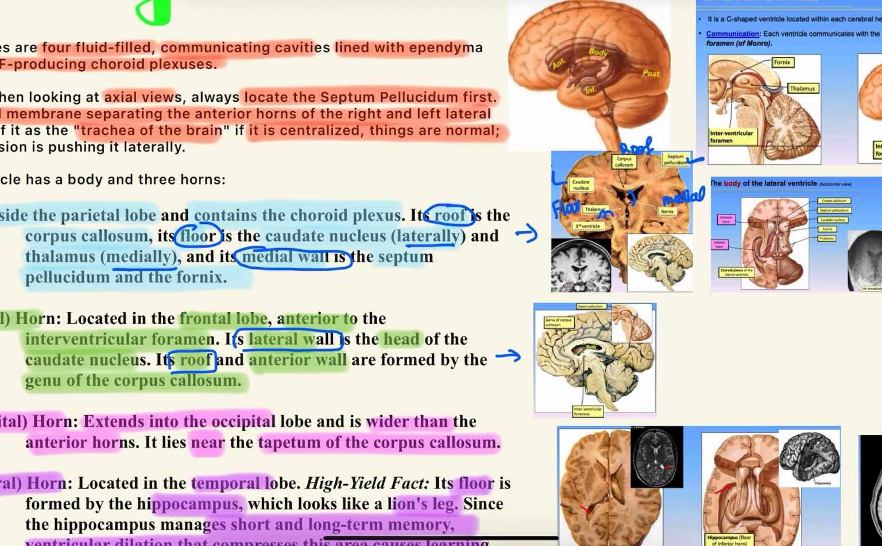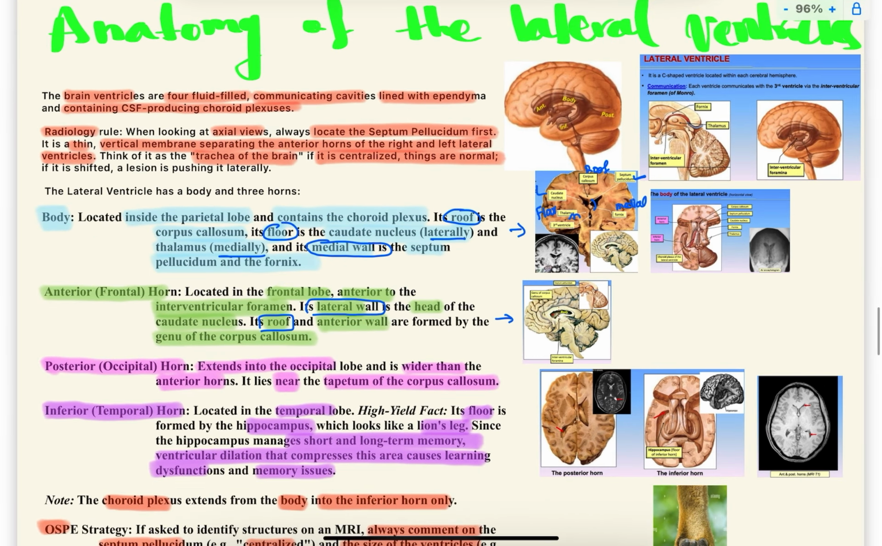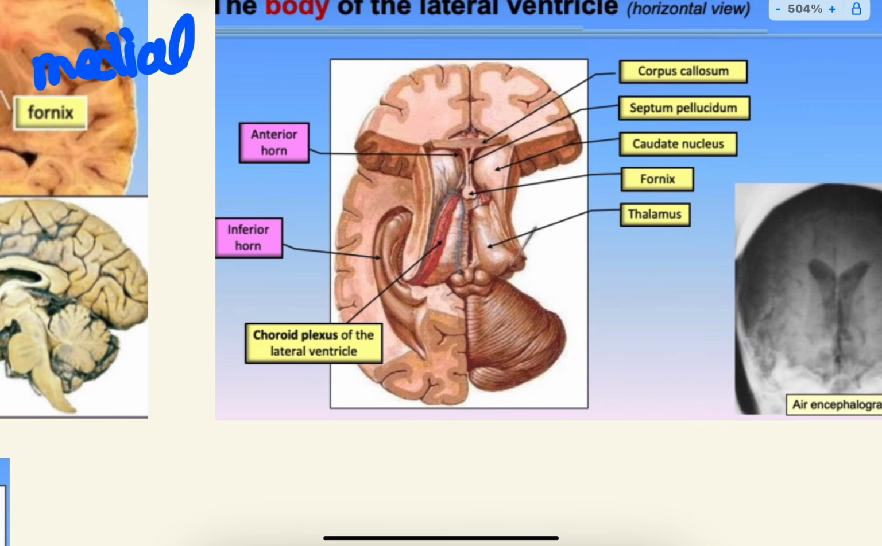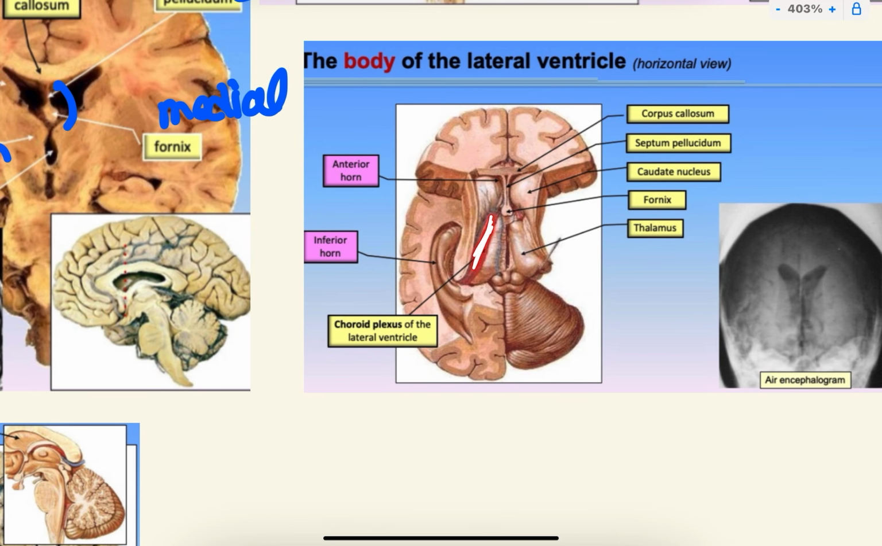And then on the medial wall, I will see the septum pellucidum and the fornix. Okay, this is for the body. Again, for the body, I can see the corpus callosum in the roof. Then on the lateral wall, I can see the caudate nucleus laterally and the thalamus medially. On the medial wall, I will see the septum pellucidum and the fornix. And it has the choroid plexus.